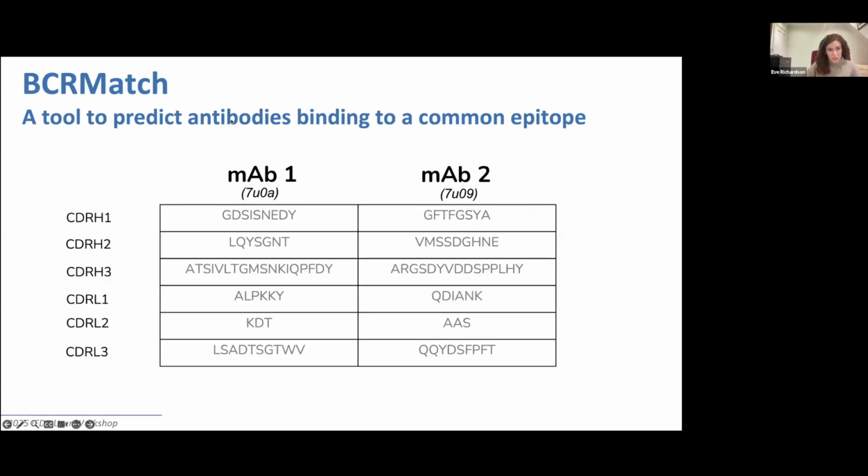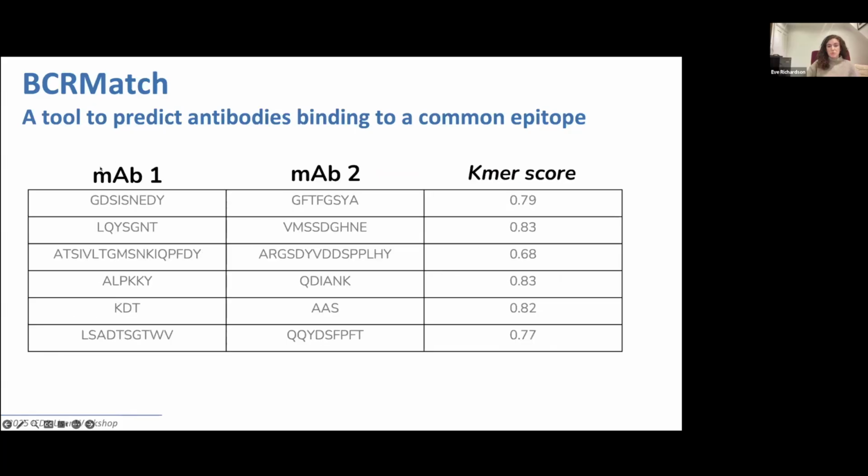So in the last few minutes, I'm going to talk to you about precisely how BCRMatch works. It works on a pairwise basis. As I said, it also uses all six of the CDRs. So here's an example, two antibodies from the PDB. So you would basically match up the CDRs, and for each of the pairs of the CDRs, you calculate a KMA score. And that KMA score is calculated using TCRMatch. So that gives you then, for each of the six CDRs, a score that denotes their biophysical similarity.